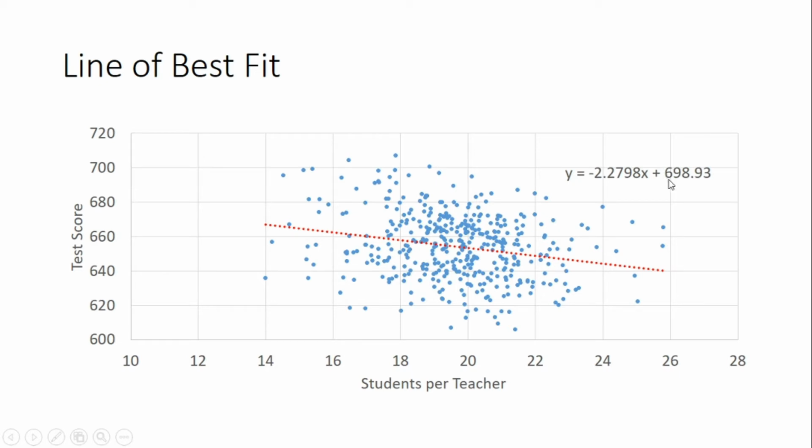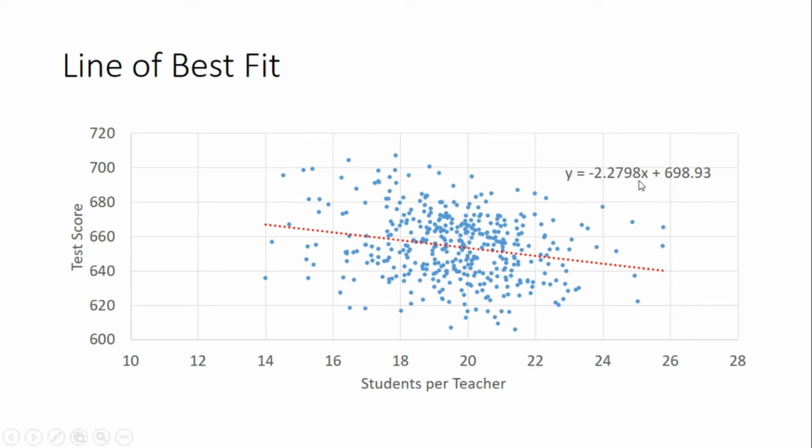Here we have a beta 0 value, which is 698. Perhaps this doesn't have so much meaning, right? Because this is the value we'd expect the test score to be if there were 0 students per teacher. So don't think too deeply about what beta 0 is telling you, or at least don't expect a test score of near 700 if you have 0 students per teacher, because there are no teachers, there are no students to take a test, right? But it just simply helps us define this line.